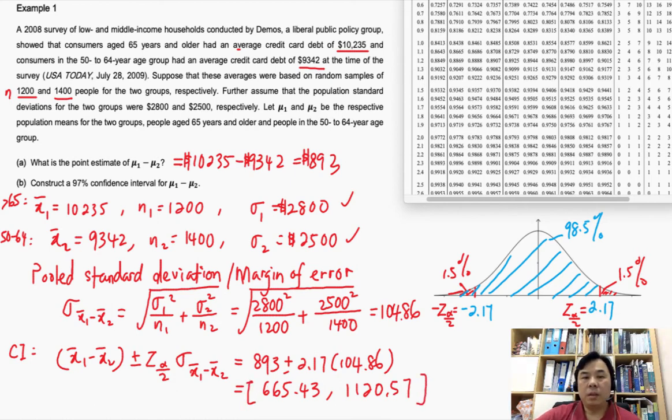Okay, now that's how it looks like. And now in terms of confidence intervals, we would conclude in such a way: we are 97% confident that the average credit card debt would fall within these intervals, 665.43 to 1120.57 dollars. So on average, most of the credit card debt would fall within these intervals.